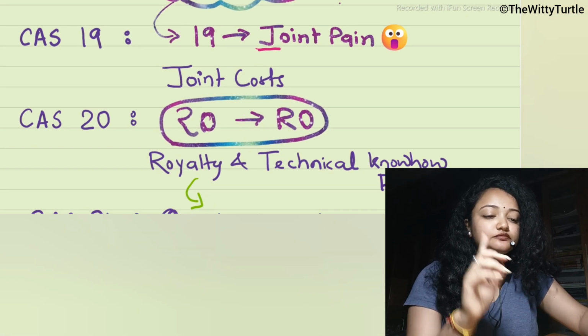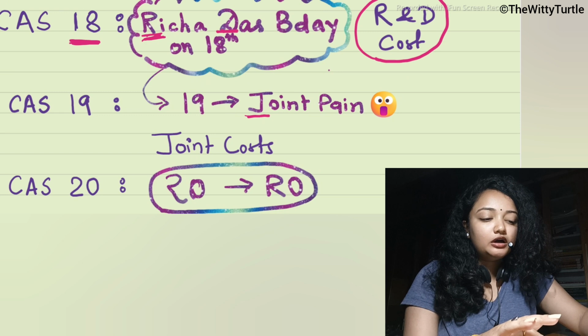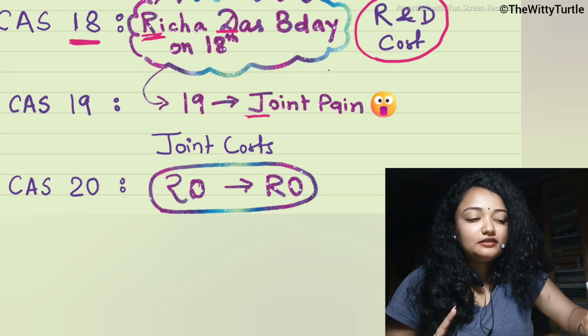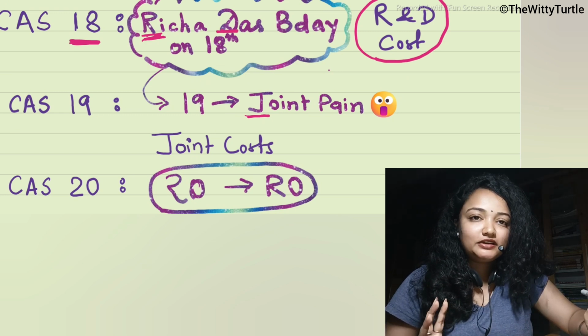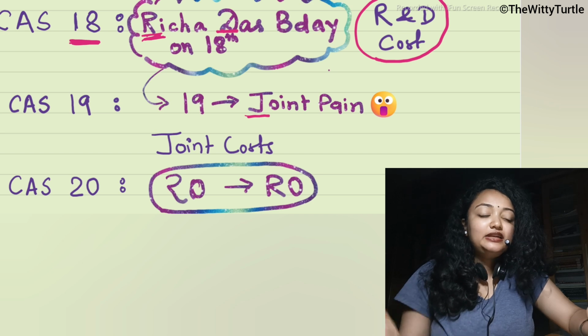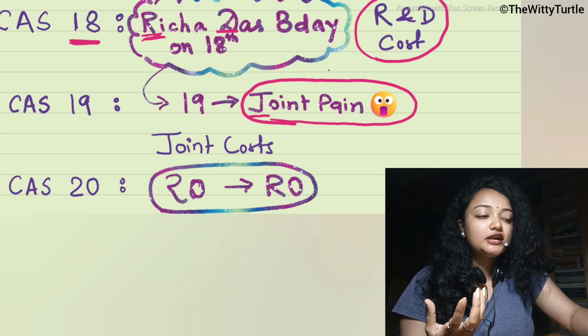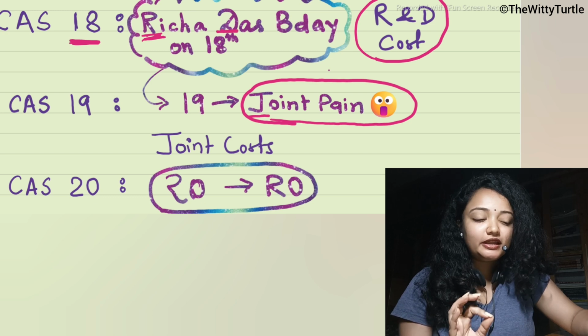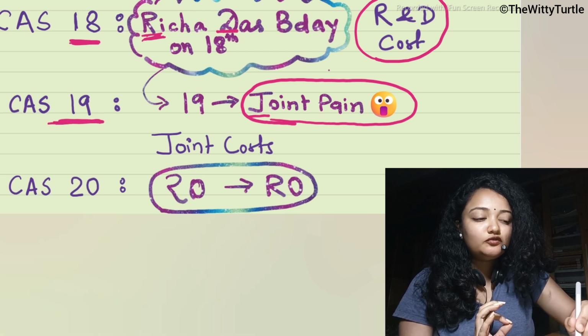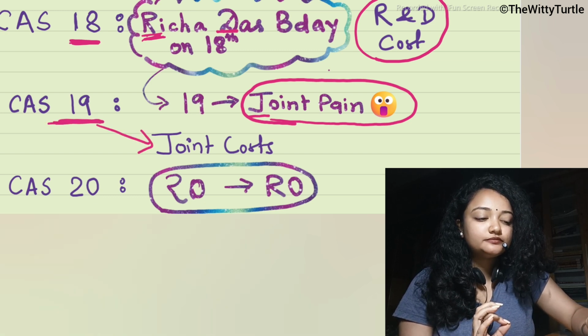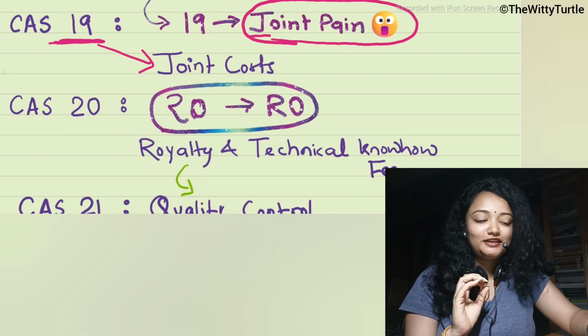Now coming to CAS 19. Now on 18th Richa turned 19. As soon as she turned 19, she started having severe joint pain, right? So CAS 19 will be Joint cost. Joint cost, right?